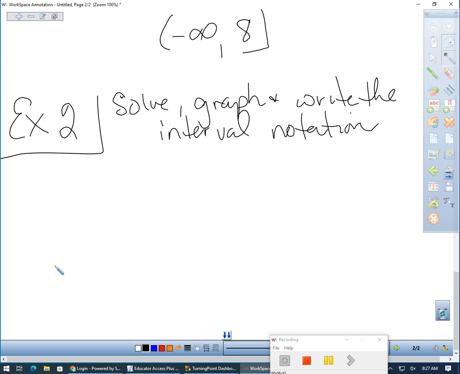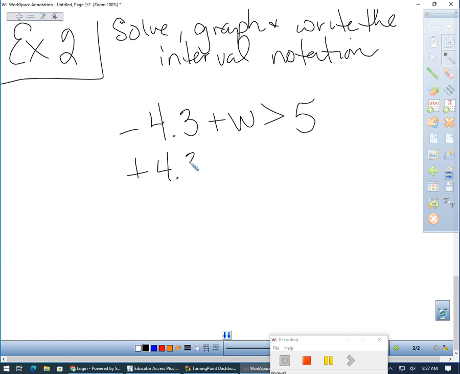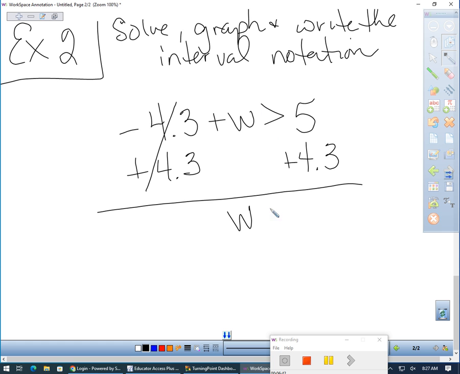So let's say this time I have negative 4.3 plus w is greater than 5. So what do I have to do to get w by itself? Good. Add 4.3 to both sides. All right. I have w. My sign stays the same. 5 plus 4.3 is 9.3.